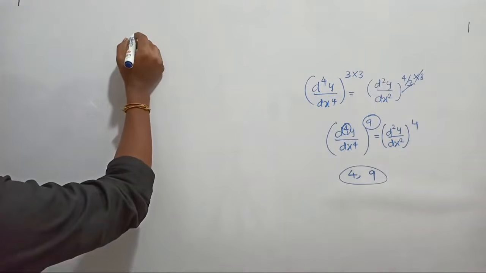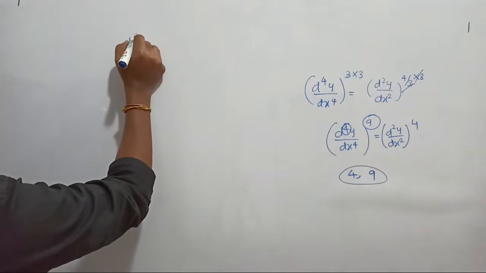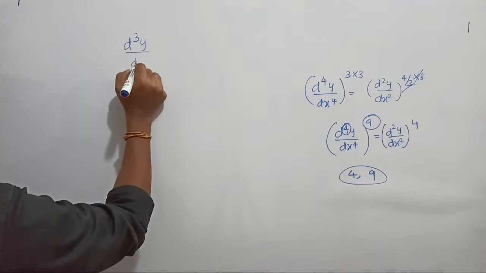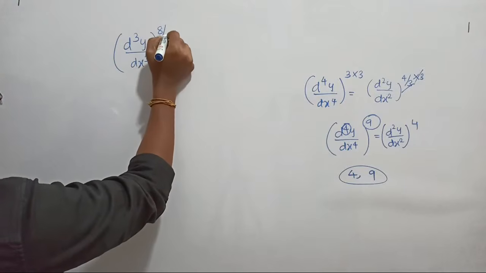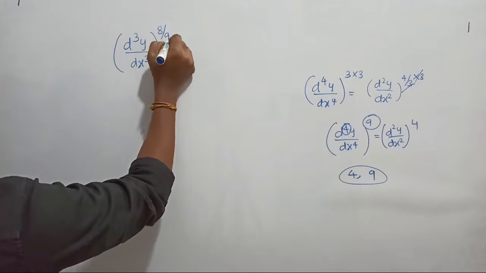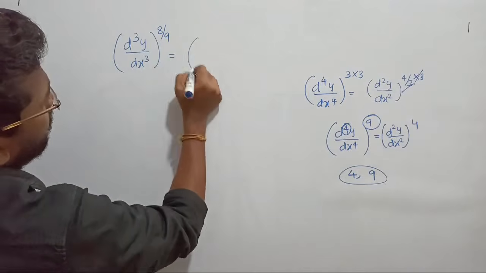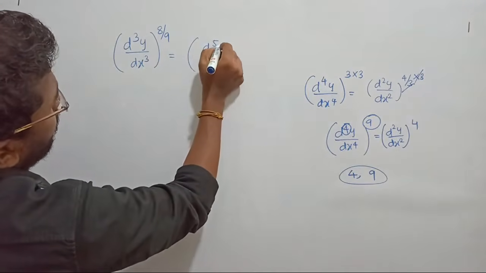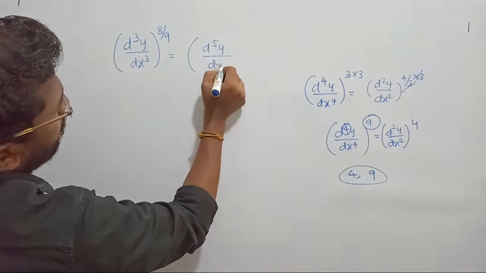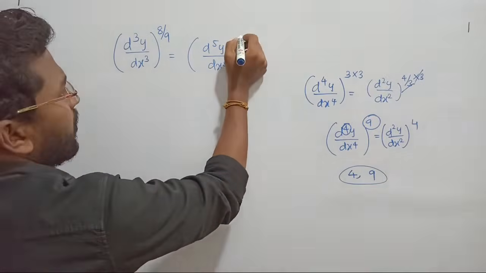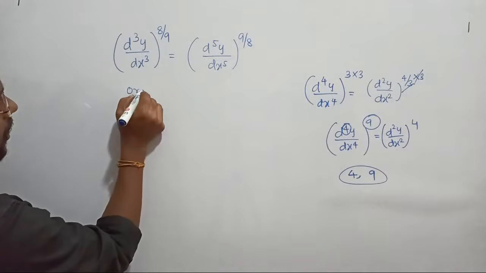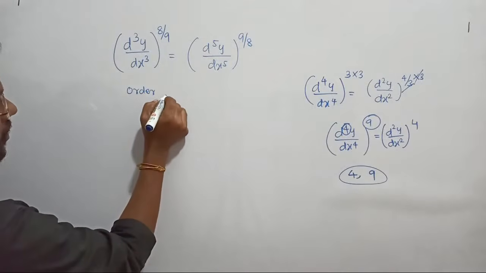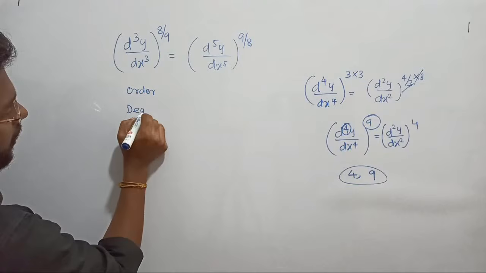Okay, let's see. Let us see d cube y upon dx cube in the power, let us consider some 8 by what shall we keep? 9, okay, fine. Now here I am going to consider d power 5 y upon dx power 5 in the power. It is given as 9 by 8. Now the question is: find the order and degree of the differential equation.